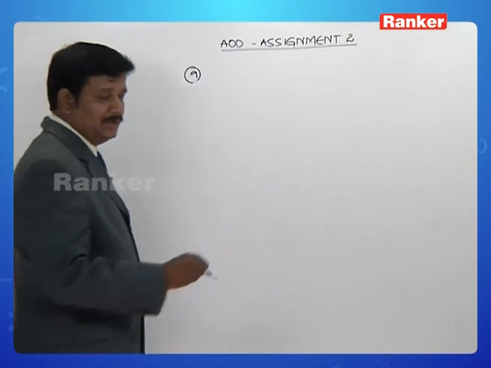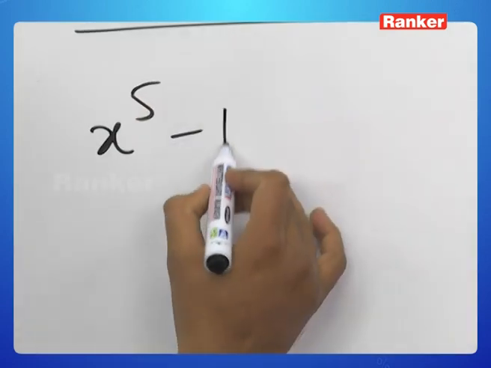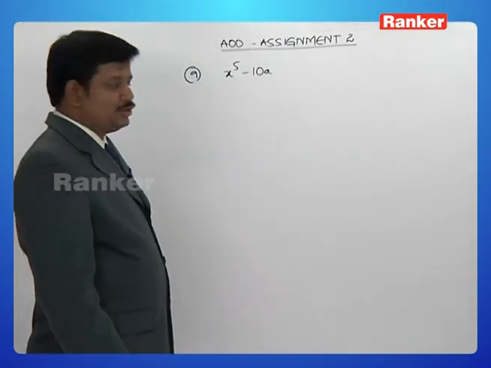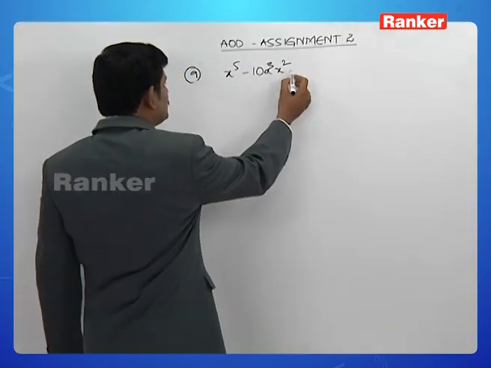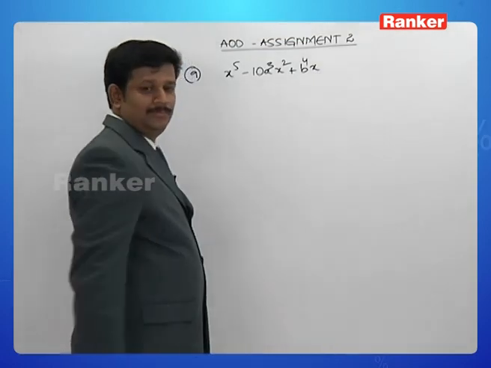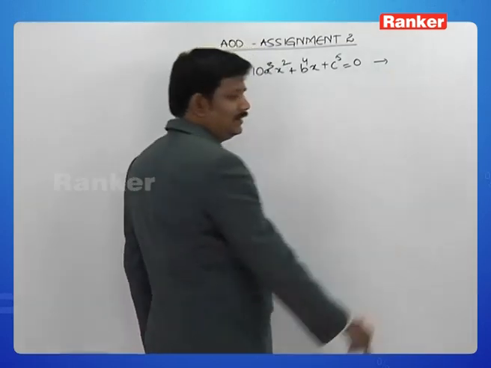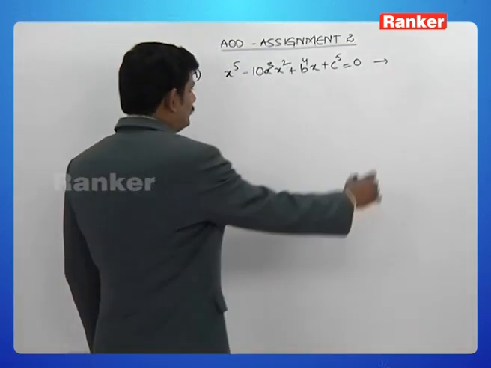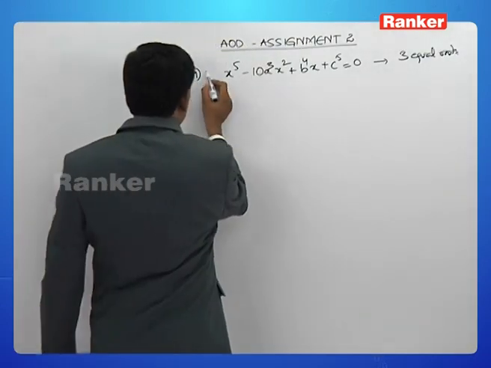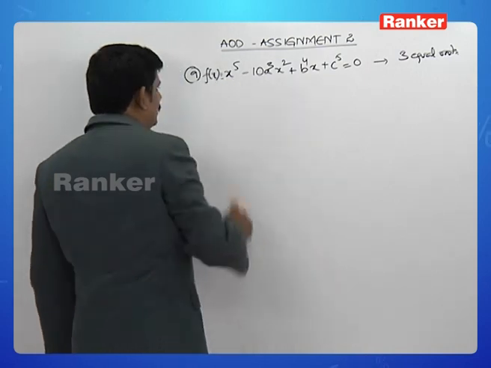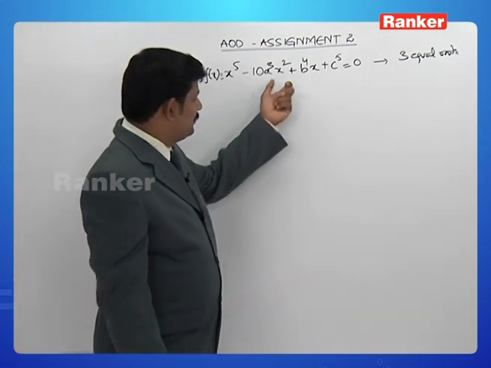Let us see. It is given that the equation x^5 minus 10a^3 x^2 plus b^4 x plus c^5 equal to 0 has 3 equal roots. Let us call this polynomial f(x). The fifth degree polynomial f(x) equal to 0 has 3 equal roots. So, we can approach this question in two ways.